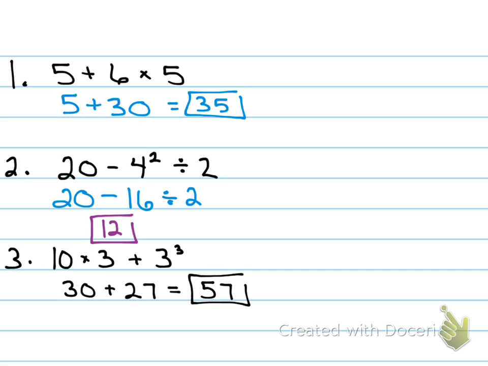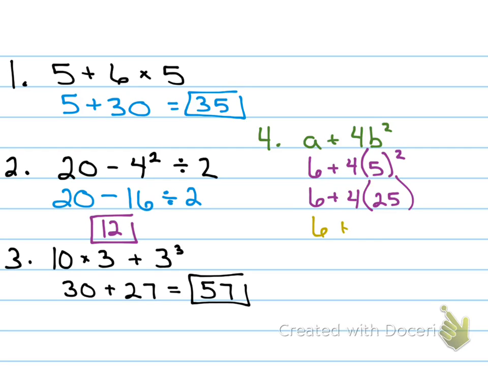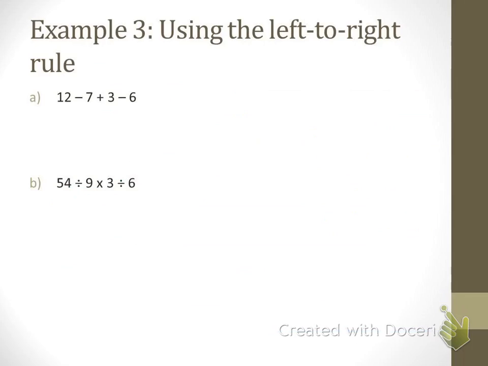All right, number 4. What do you think? All right, very good. Remember, 4b means 4 times b, so make sure you multiply to get 106. Awesome. Good job, guys. All right, next example.